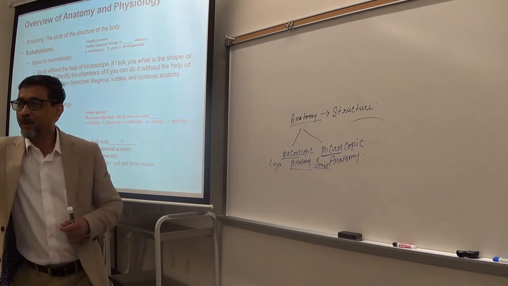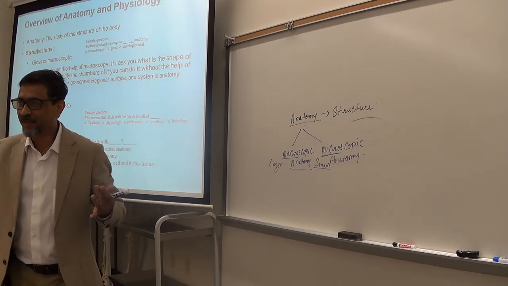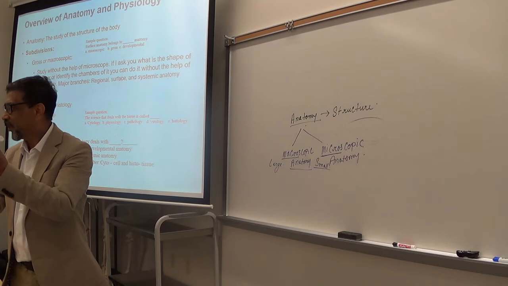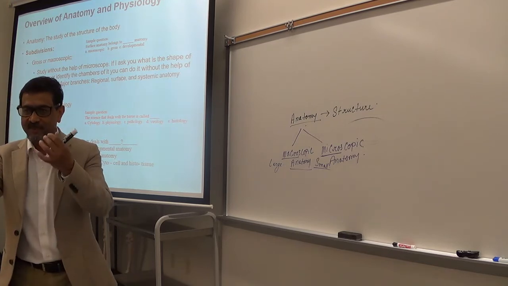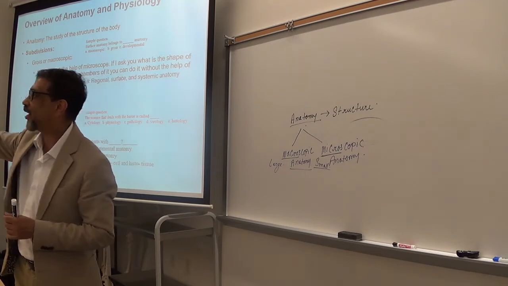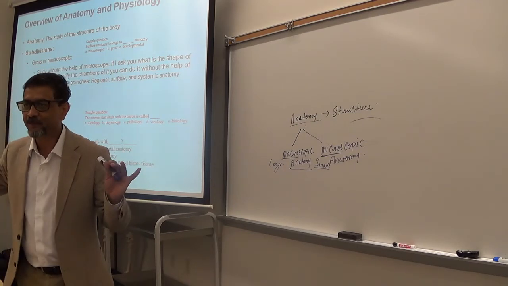Like heart. If I show you what is this? This is a heart. Okay? By looking at the shape and size, you don't need a microscope. Do you need one? No. You can just see the shape, size, right? And other features and tell that this is a heart. So that is macroscopic. Is it clear?